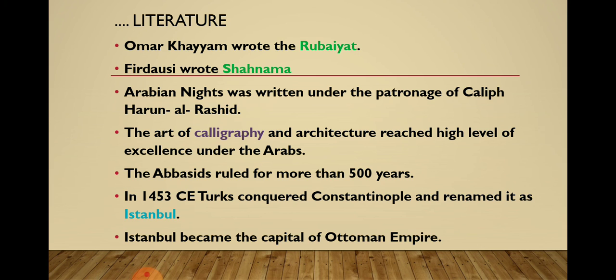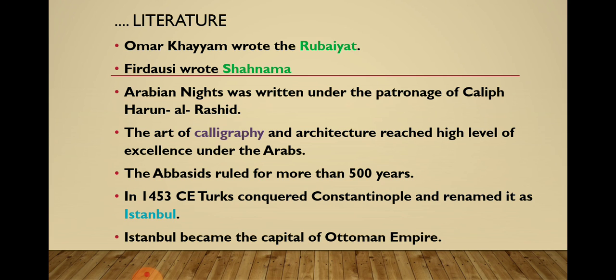The Abbasids ruled for more than about 500 years, and in 1453 CE, the Turks conquered Constantinople and renamed it Istanbul. So in 1453, the Turks conquered Constantinople and changed its name to Istanbul, and Istanbul became the capital of the Ottoman Empire, and they started their rule there.